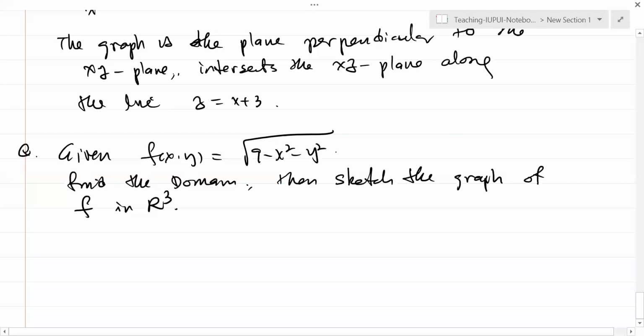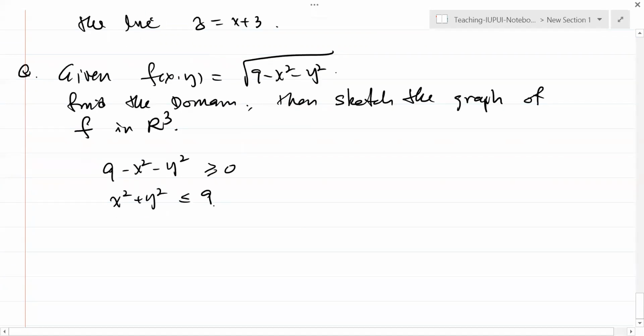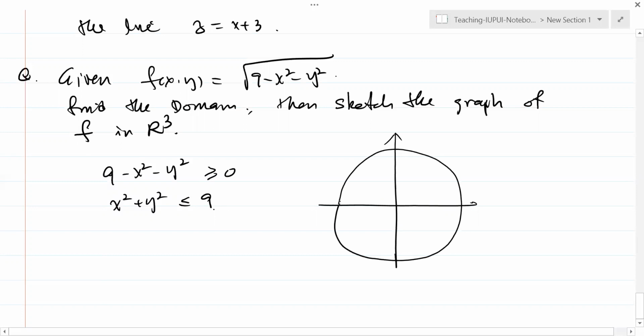I hope you figured out how it looks. First of all, you just solve this inequality: this cannot be negative, and then x squared plus y squared should be less than or equal to 9. How can you describe this? x squared plus y squared equals 9 is a circle with radius 3, including this, so that is a domain.